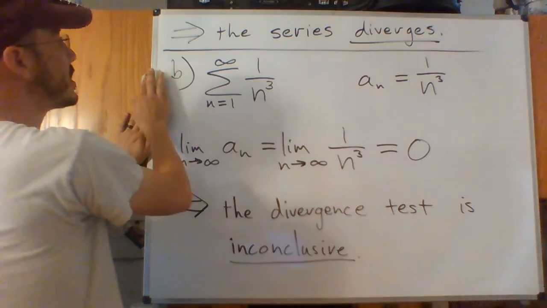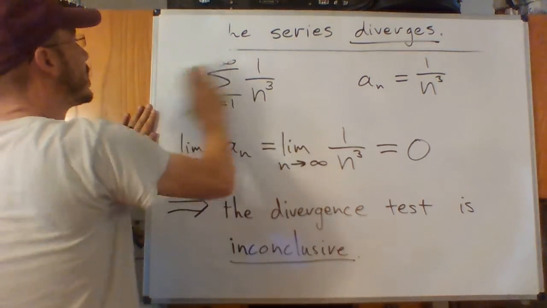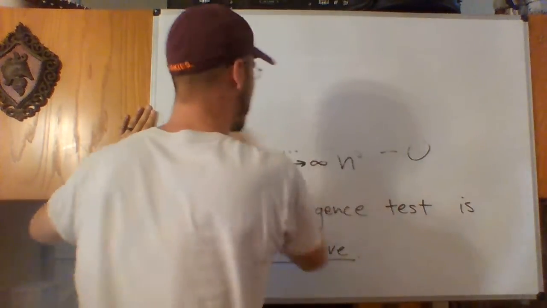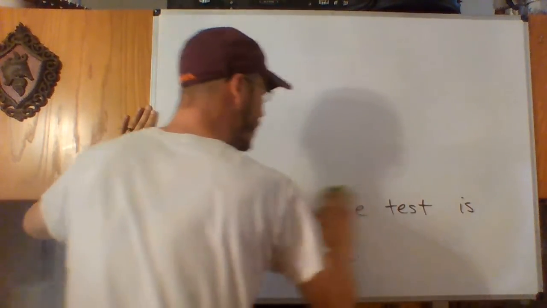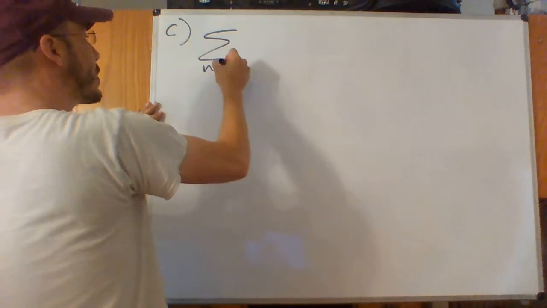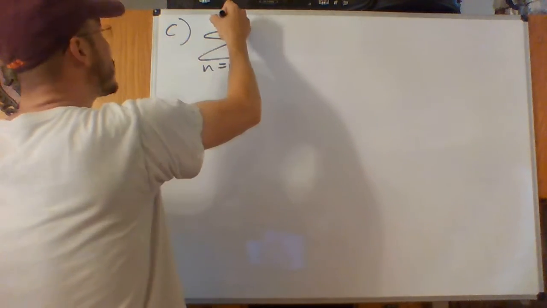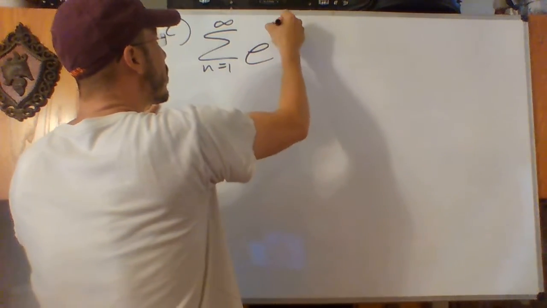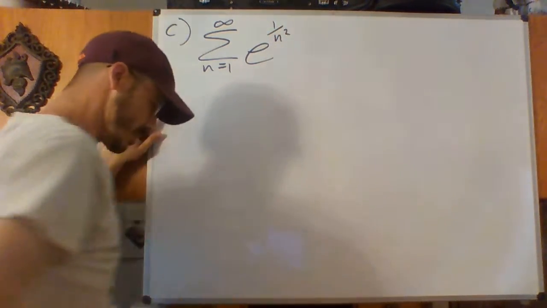There's a part C for this example that has another series for us to look at and test with the divergence test. For part C, we're going to look at the sum from n equals 1 to infinity of e to the 1 over n squared.